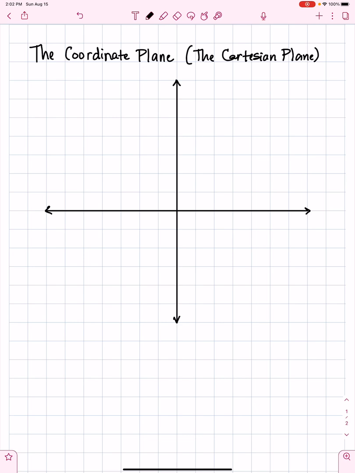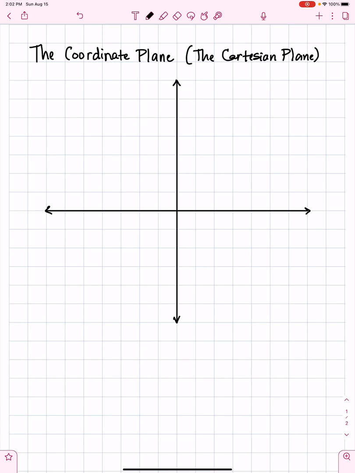Well, as we move through pre-calculus, you're going to see that we rely heavily, especially in the first semester, on the functions, the parent functions that we're going to talk about. So that means we need to be comfortable with the coordinate plane.